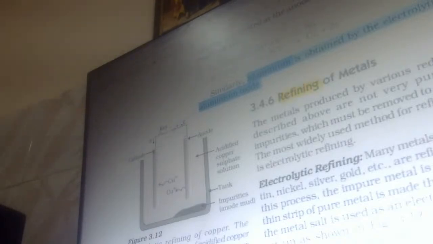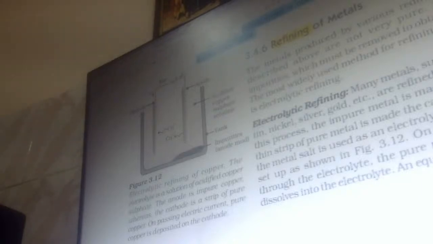Metals are not very pure, so we do refining. Electrolytic refining. Metals like copper, zinc, tin, nickel, silver, gold are refined this way. Tin is Sn, nickel is Ni, silver is Ag, gold is Au. So copper, zinc, tin, nickel, silver, gold are refined by electrolytic refining.